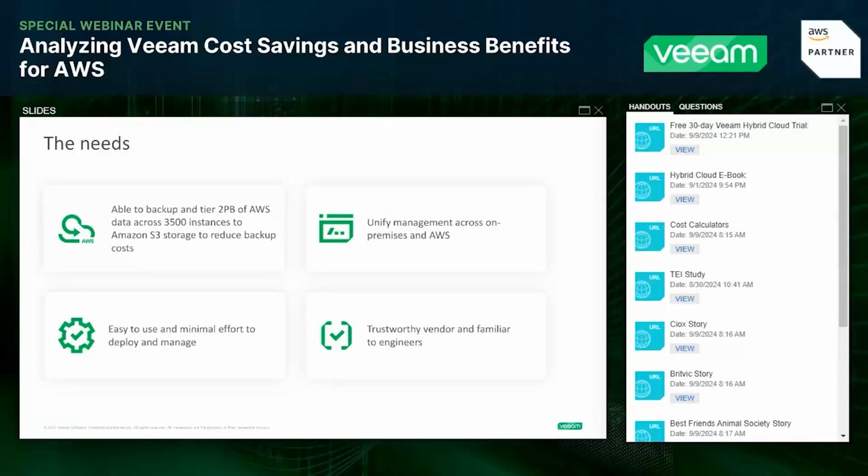And lastly, they wanted a reliable solution that was familiar to their engineers. They needed a reputable vendor, just like AWS, around for 17 years, Veeam around for a while. They wanted someone who could deliver exactly what the engineers knew how to use. And they couldn't afford to go through extensive training whenever they hired a new engineer or if they moved someone over. It had to be easy to use.